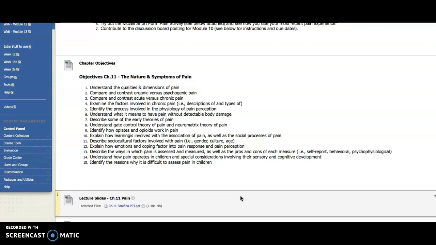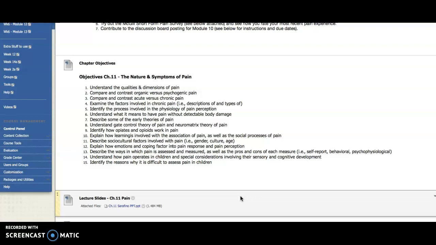So one might use all of those measures, actually, in order to get a complete sort of picture of a person's pain. Also take a look at pain specifically within children, because definitely there's some special considerations there that involve both sensory and cognitive development, due to a child's inability to maybe process the meaning behind pain, or have maybe the words for it.